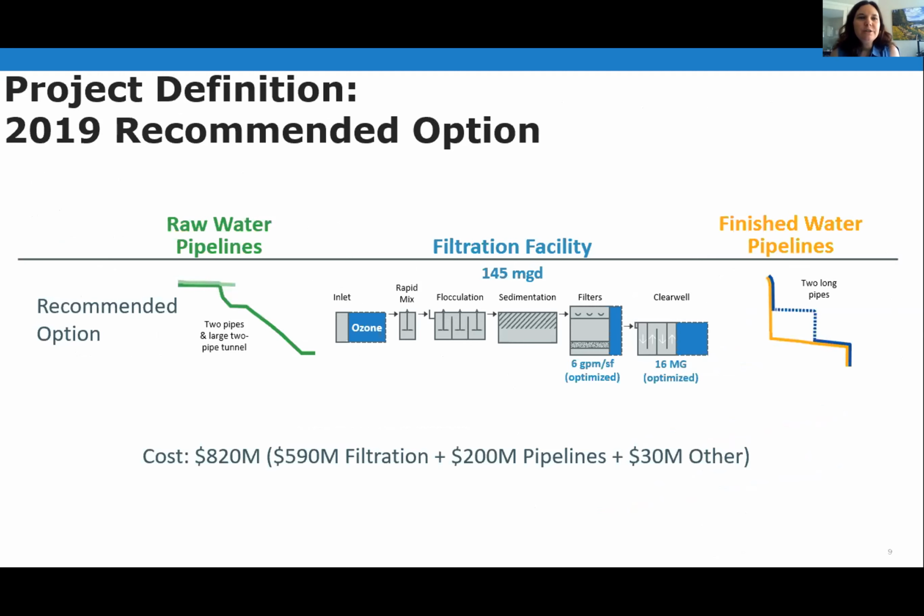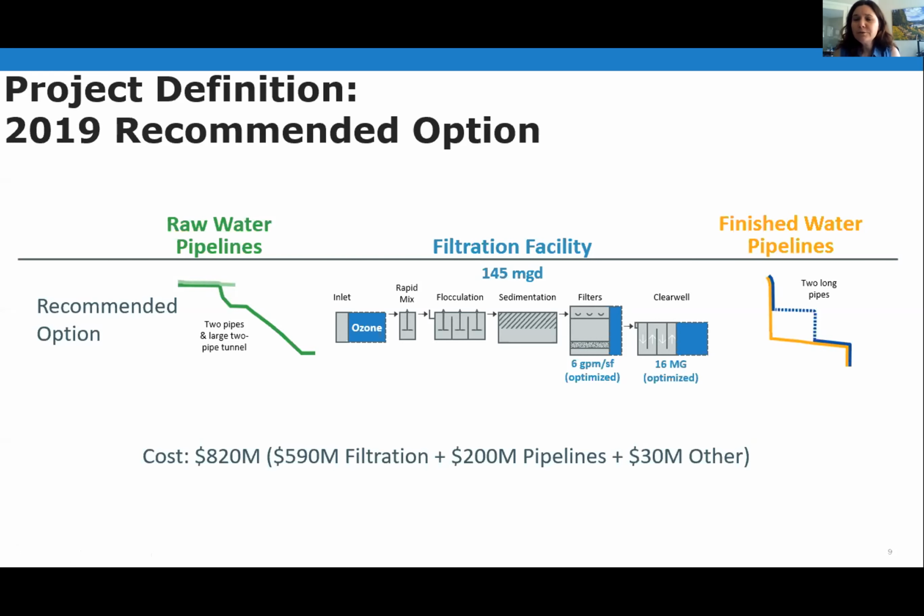So for project definition, the big work after all those workshops was to go to City Council and present some options to them. The one that Council approved is what we're calling the 2019 recommended option. From the raw water pipelines, it's 2 pipes with a large 2-pipe tunnel to bring water from our conduits to the facility. For the filtration facility, we decided to make it 145 MGD instead of 160 MGD, with ozone and filters at a 6 gallons per minute per square foot filtration rate and a 16 million gallon clear well, with room to optimize those.